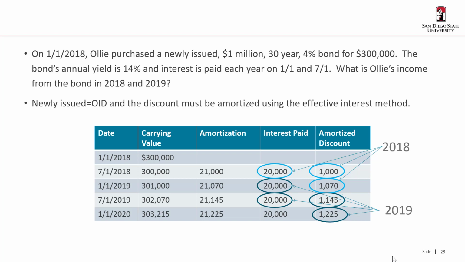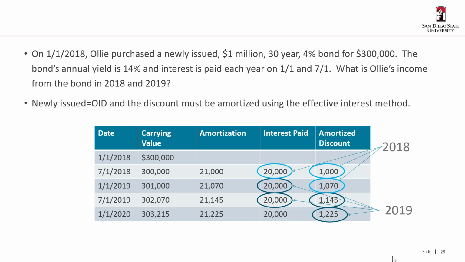Okay, let's do an example. This is on 1112. Ollie purchased a newly issued $1 million face value bond, 30 years, paying 4% interest semi-annually for $300,000. So already we know, look, they're loaning the company $300,000 to receive $1 million back in 30 years. This clearly is original issue discount. The bond's actual annual yield is 14%. And again, interest is paid semi-annually on January 1st and July 1st. So how would we calculate Ollie's income from this bond for the first 2 years of its life?